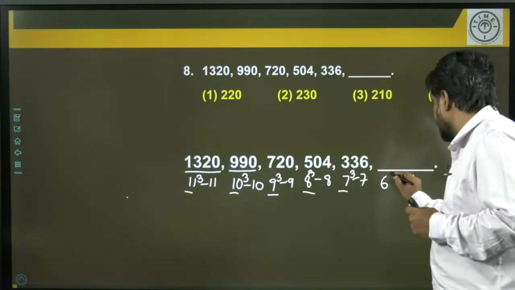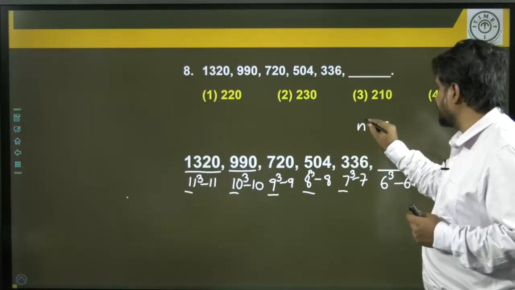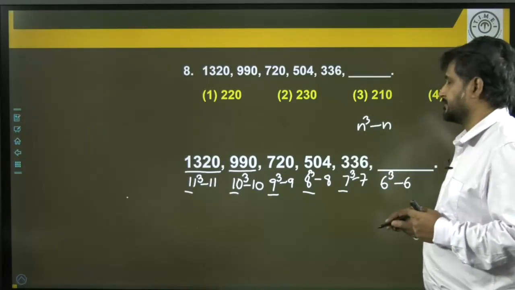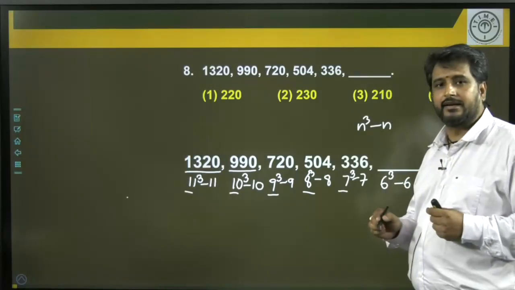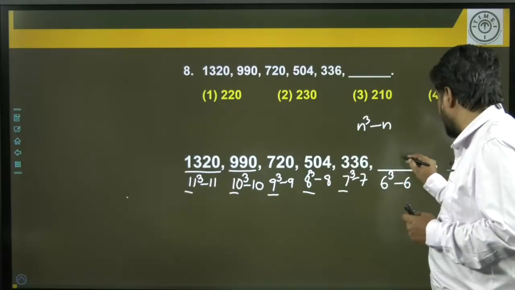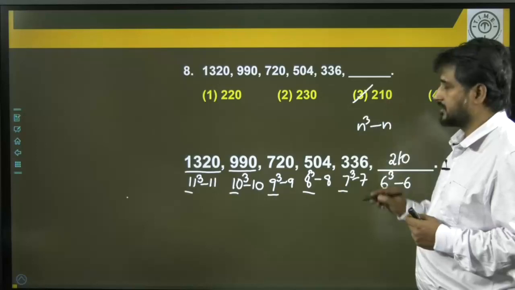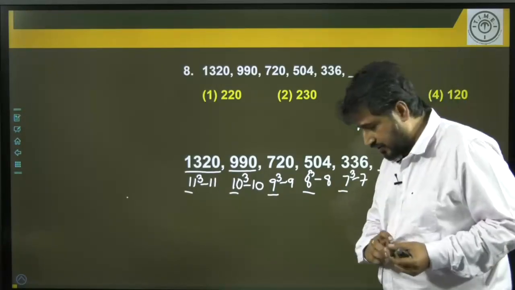And what is the logic applied? 6 cube minus 6. The given logic is n cube minus n, where n is a consecutive natural number in decreasing order. So 6 cube minus 6. 6 cube is 216, minus 6 is 210. So it is in choice 3. So the required answer is choice 3.